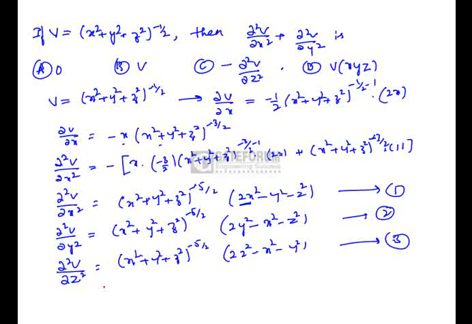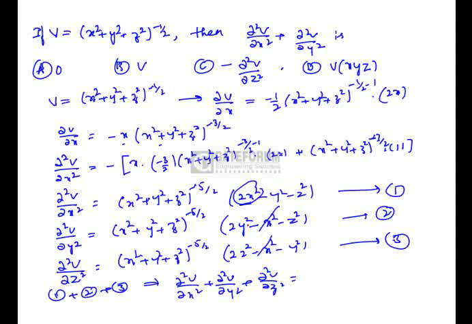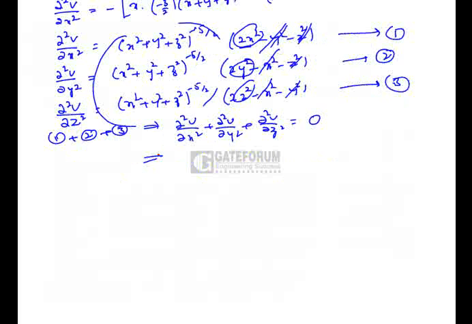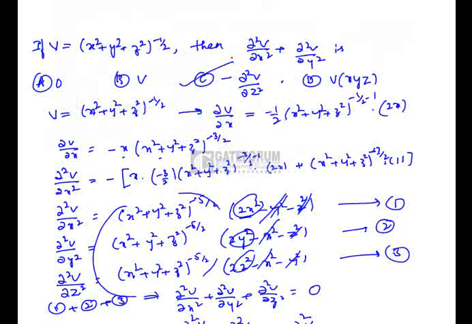Now, if we add equations 1, 2 and 3, it will be dou square v by dou x square plus dou square v by dou y square plus dou square v by dou z square. Now you can see 2x square minus x square minus x square. Similar to y square and y square, z square and 2z square. And this will be common. So the entire term will become 0. Hence the required answer is dou square v by dou x square plus dou square v by dou y square is nothing but dou square v by dou z square, which is option C.